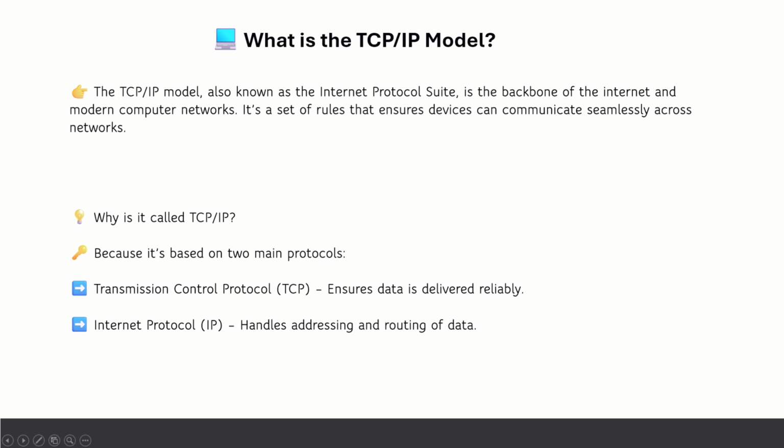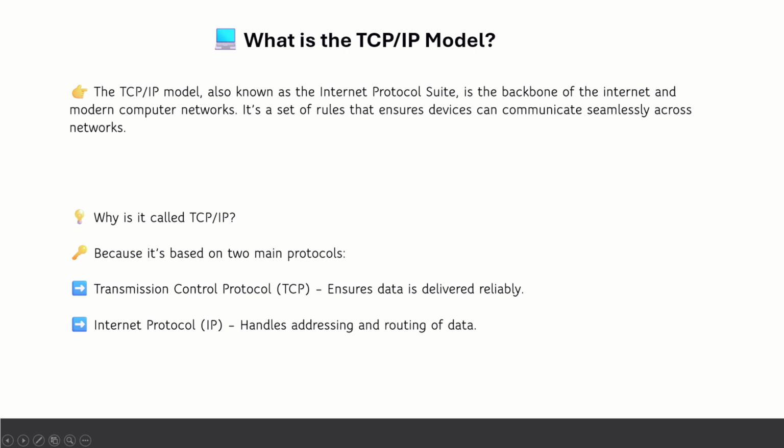The TCP/IP model, also known as the Internet Protocol Suite, is the foundation of the internet and modern computer networks. It is a set of rules that govern how devices communicate over a network. The model is named after its two primary protocols, Transmission Control Protocol (TCP) and Internet Protocol (IP).